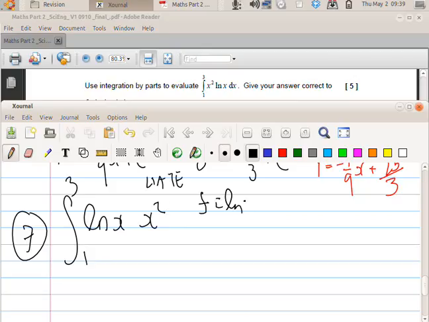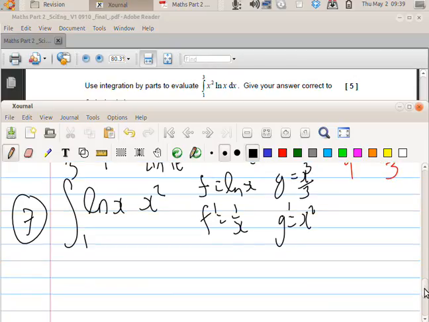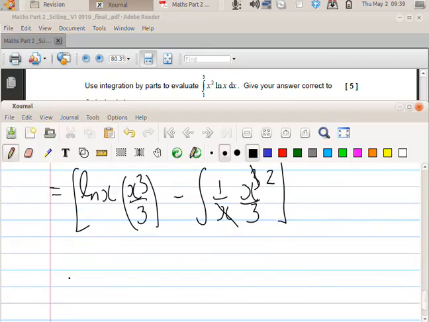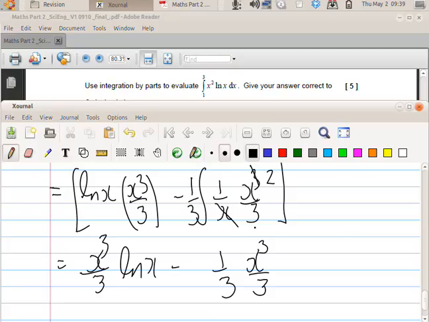Yes, f equals log x. F derivative equals 1 over x. G derivative equals x squared. And what does g equal? x cubed over 3. Sorry, it's getting a bit small in space, but I'm trying to fit it on the screen. So the formula is fg minus f derivative g. Now that's nice because that cancels to make it 2. So if I continue on the next line, that will equal x cubed over 3 log x minus 1 over 3, and then this will be x cubed over 3. Because if you want, you can take the 3 outside. And the limits here are 1 and 3.